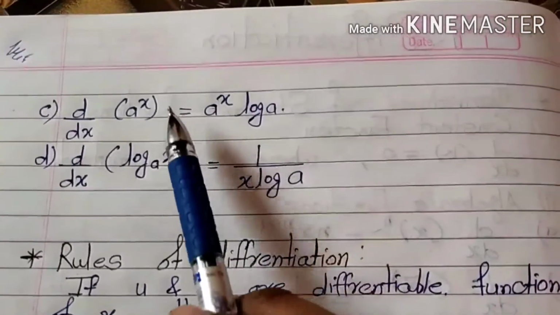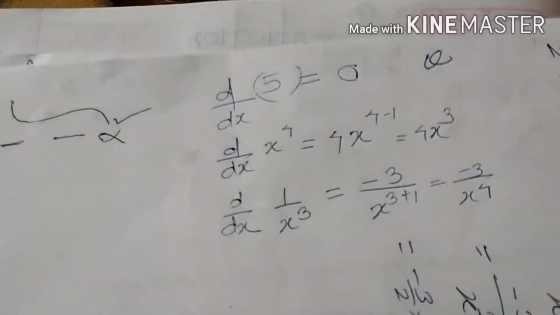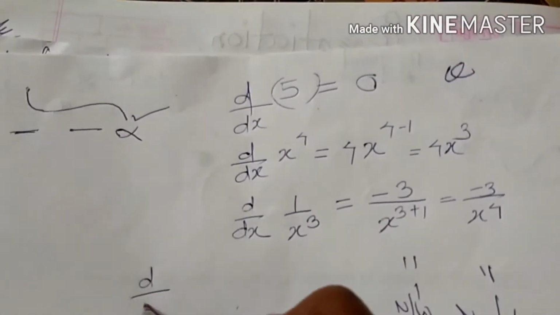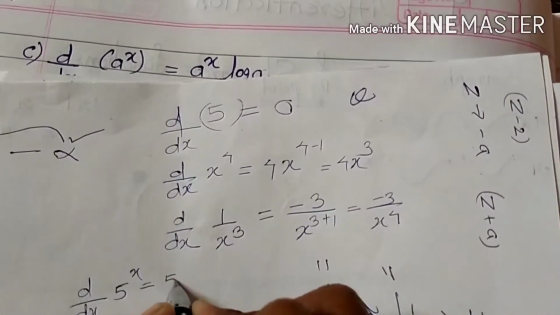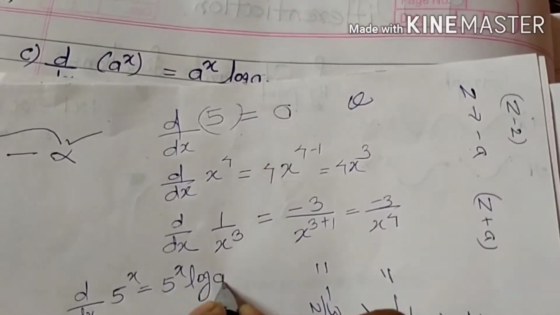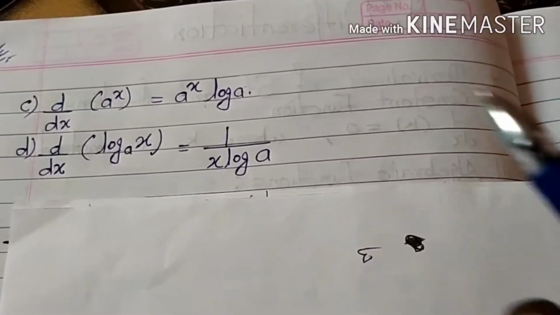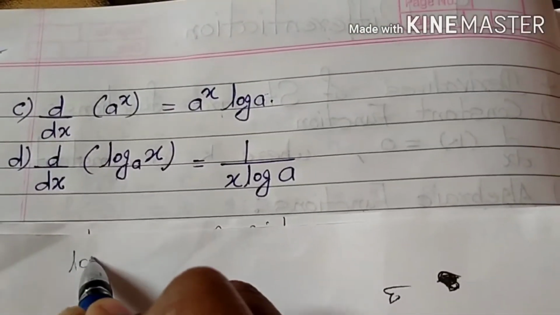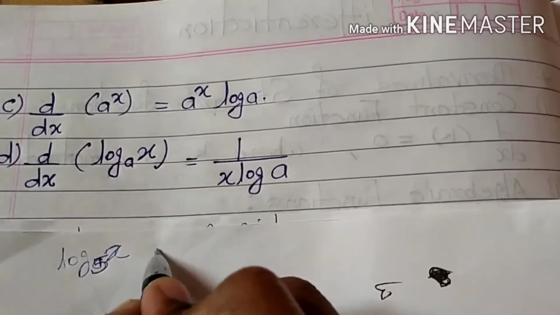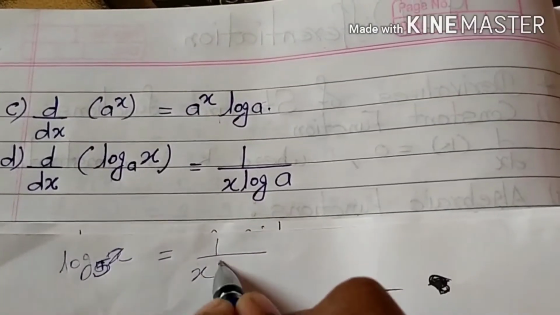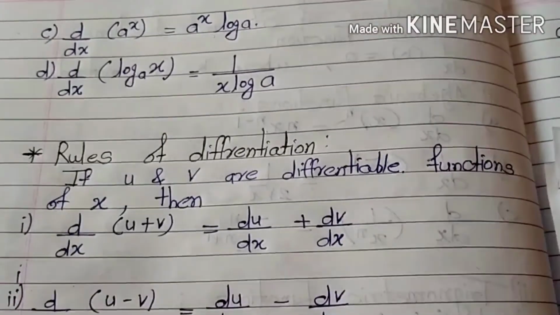Now next, the derivative of a raised to x is a raised to x into log a. So suppose the derivative of 5 raised to x, then it is 5 raised to x into log 5. Okay. Next, the derivative of log x base a. So for example, the derivative of log of x with base 5, then its answer is 1 upon x into log 5. Okay.